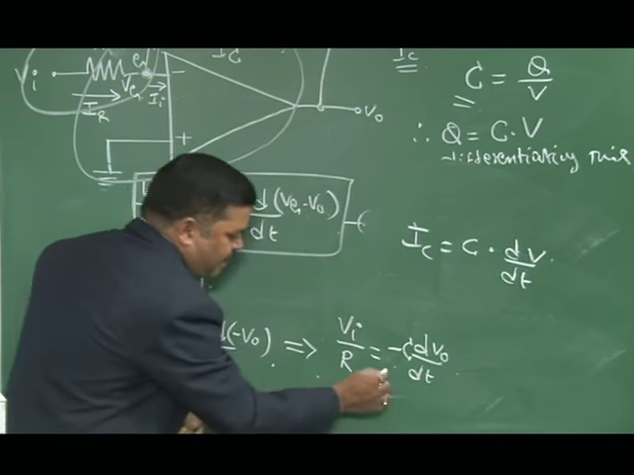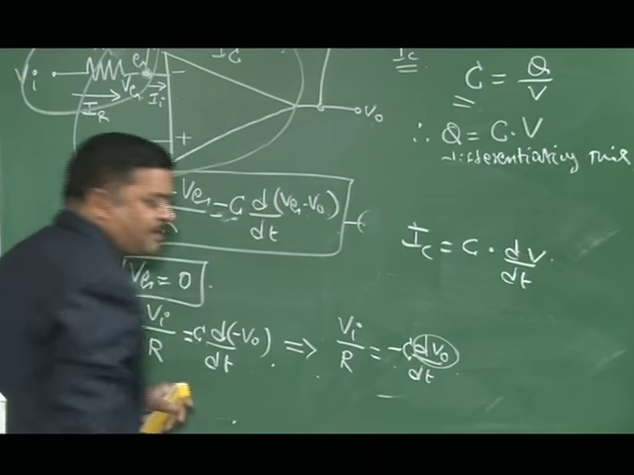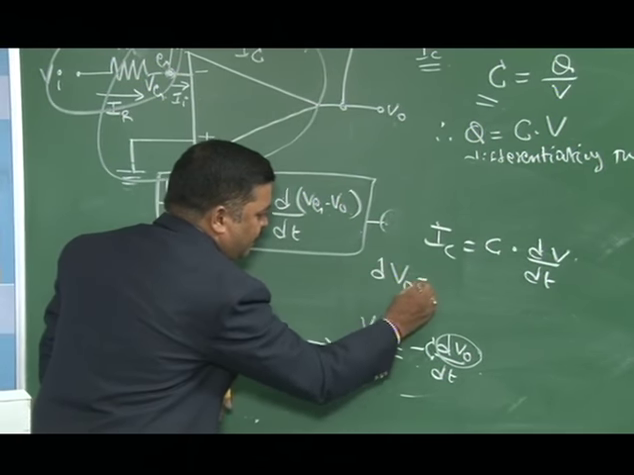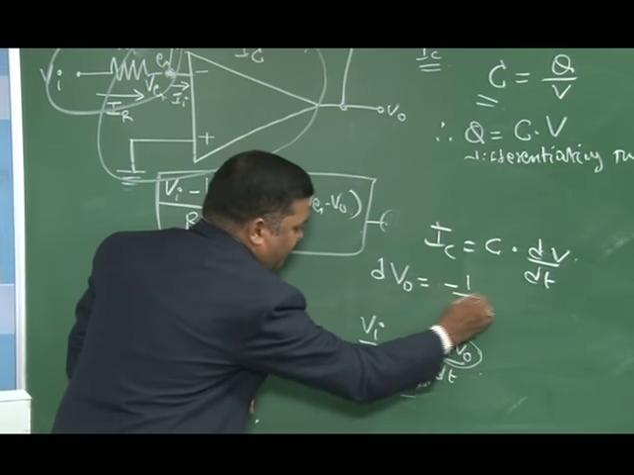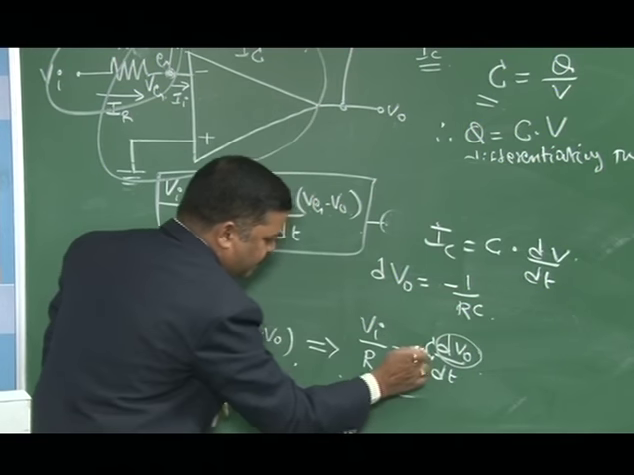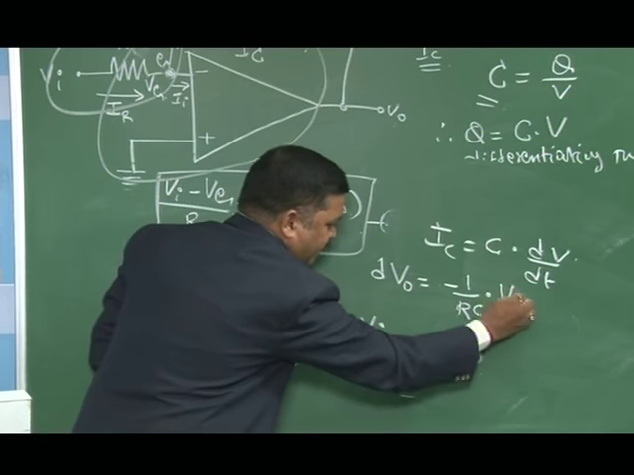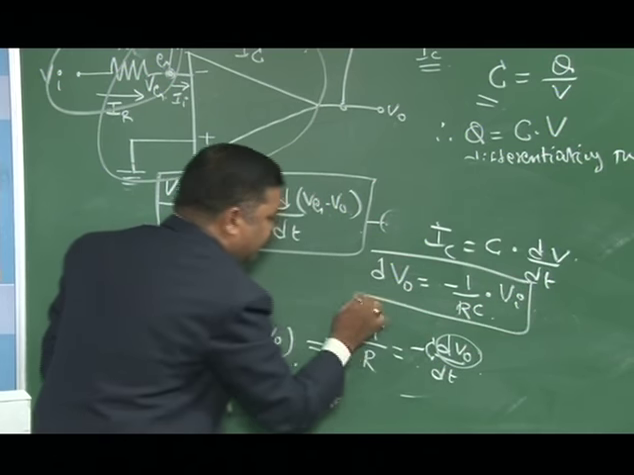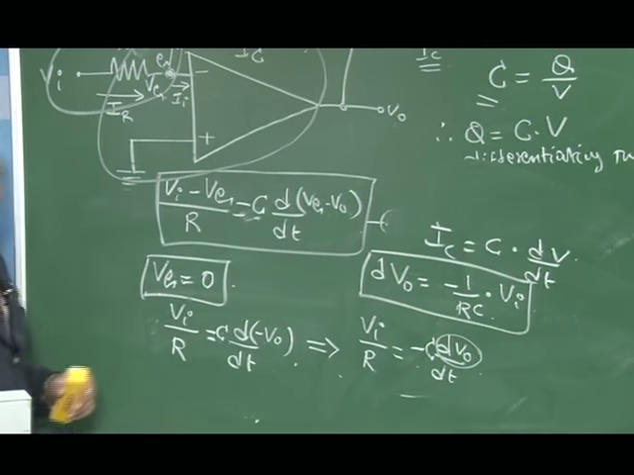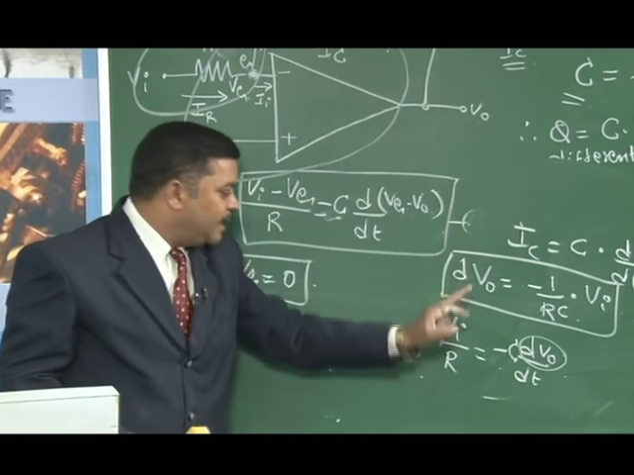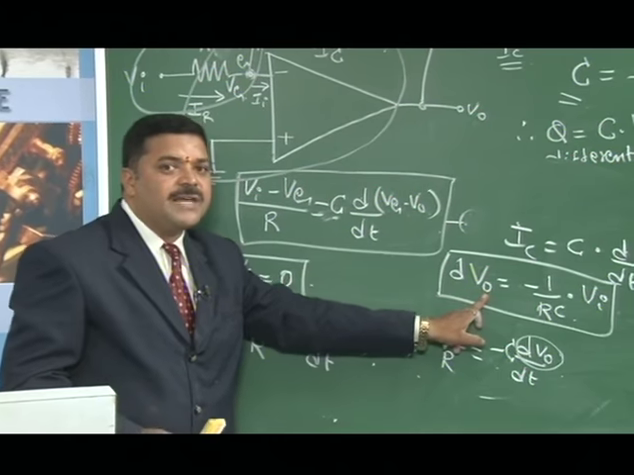Therefore, what is dV naught? We will find out here by cross multiplication. dV naught is equal to minus 1 by RC. So, this C will come here, minus 1 by RC into Vi. We get dV naught as this one. So, what do we require here? We need to find out V naught. So, here the differential version of V naught is there.